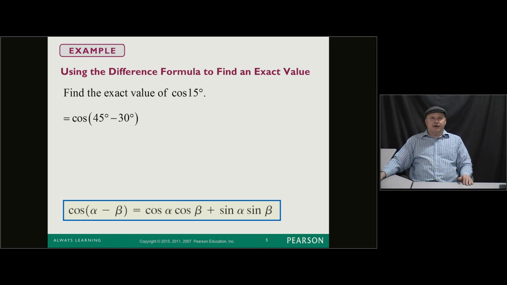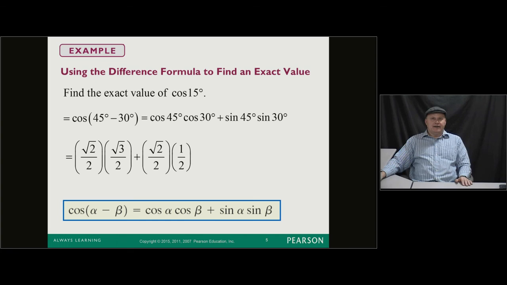And that's what he's thinking too. So the cosine of 45 degrees minus 30 degrees, that's 15. And then using your difference formula, which is at the bottom of this screen, cosine of alpha minus beta is going to be the cosine of 45, cosine of 30, plus the sine of 45, the sine of 30. And those are all special angles. They can all be evaluated without a calculator.